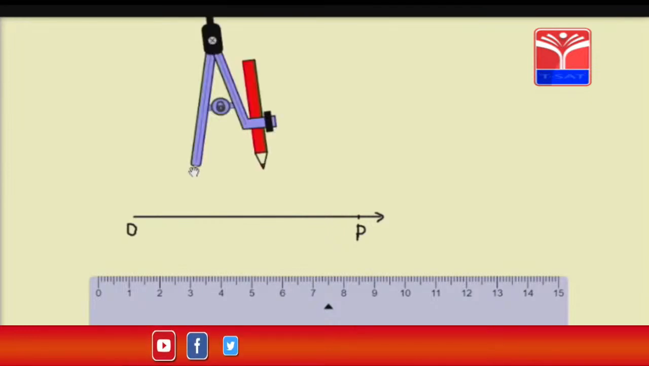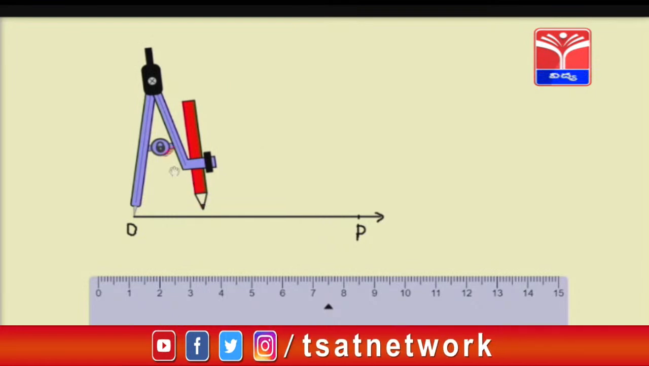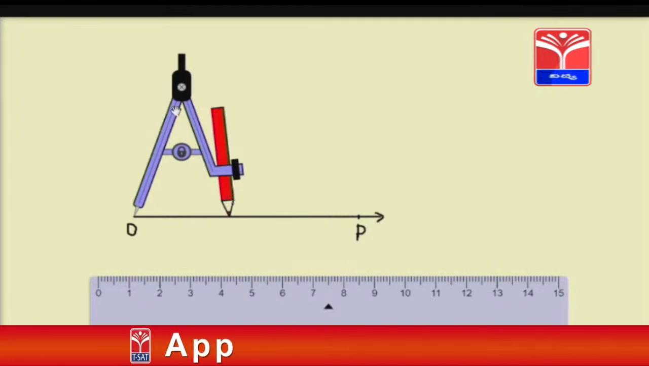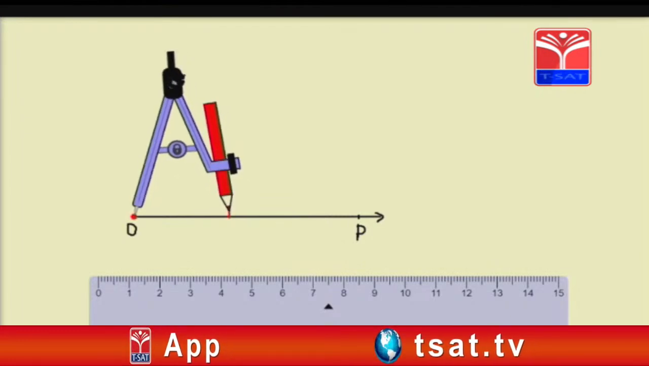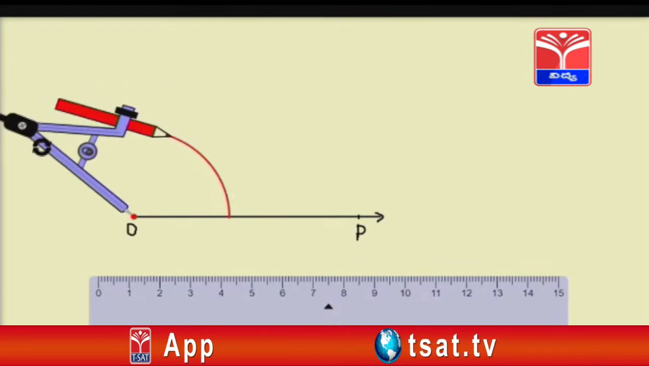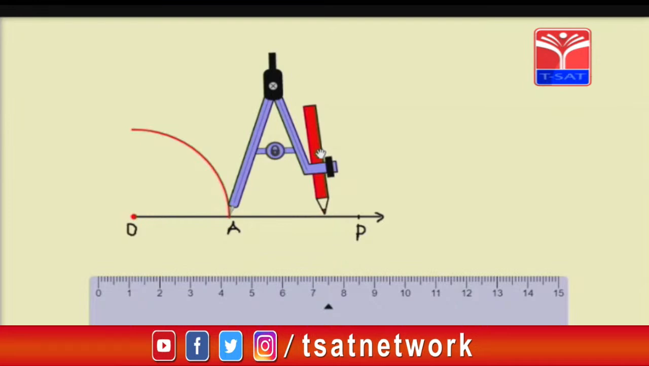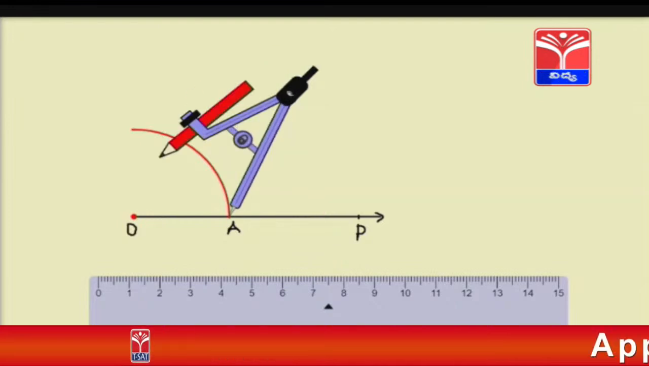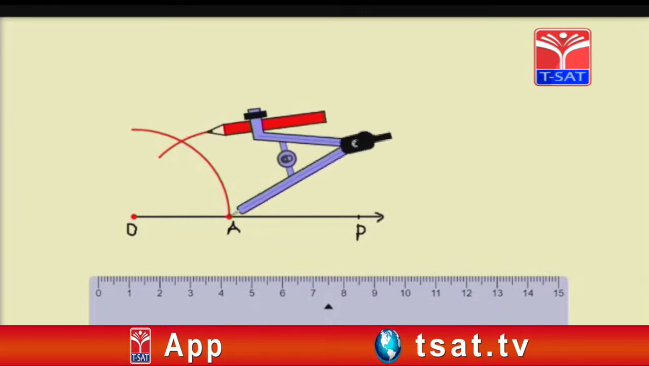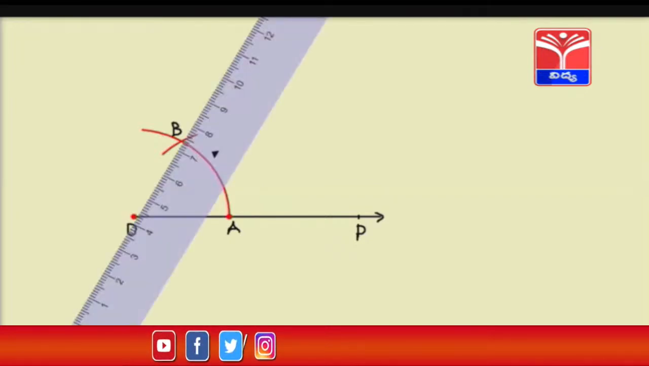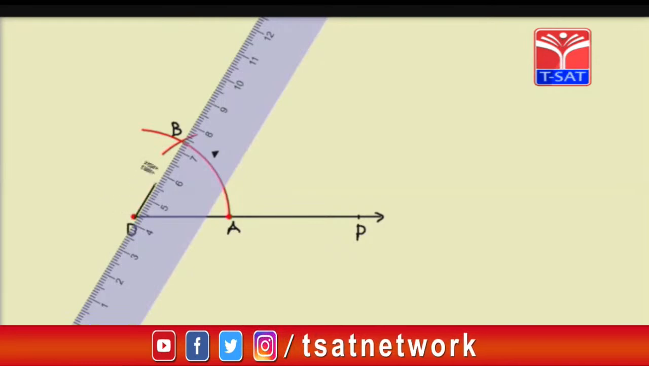So, here OP is the ray, and take a compass and place the pointed end at O, and with a convenient radius draw an arc as shown. We have done this previously also, we are drawing an arc. Now, we are going to mark the intersection point of the ray OP and the arc as A. Now, place the pointed end of the compass at point A without disturbing, that is same radius. We are going to draw another arc on the previous arc. Mark this point as B and join OB using a ruler. So, let us join this, children, and extend it.